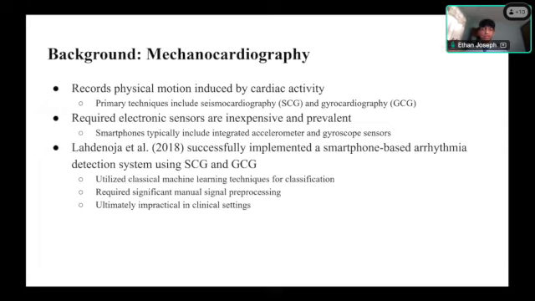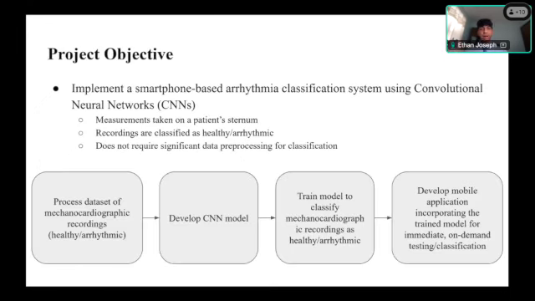This specifically used classical machine learning techniques for classification of recordings taken from a smartphone resting upon the chest. Because of the usage of classical machine learning algorithms, this ultimately required quite a lot of signal processing to actually generate classifications, and thus didn't really prove any advantages over ECGs and hasn't been used in clinical settings. And that leads to my project.